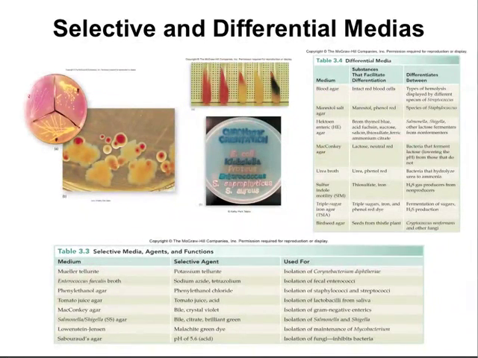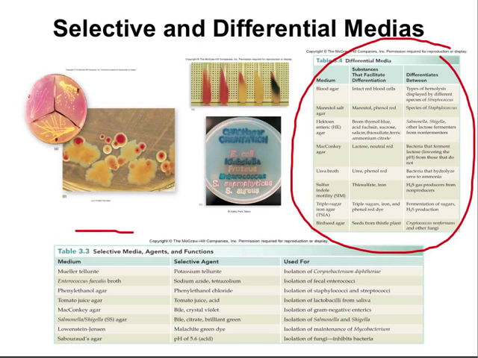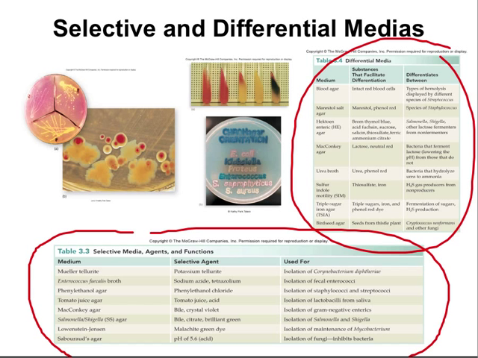Let's take a look. With selective and differential medias, we have two tables here. The one here on the right includes differential medias, and down here below we'll see selective media. Here are a couple of examples. When we consider mannitol salt agar, in this plate here we've used mannitol salt agar. Mannitol salt agar has a very high percentage of sodium chloride. It's about 7.5%. This is a selective growth media for Staphylococcus bacteria because they can tolerate this high salt concentration.